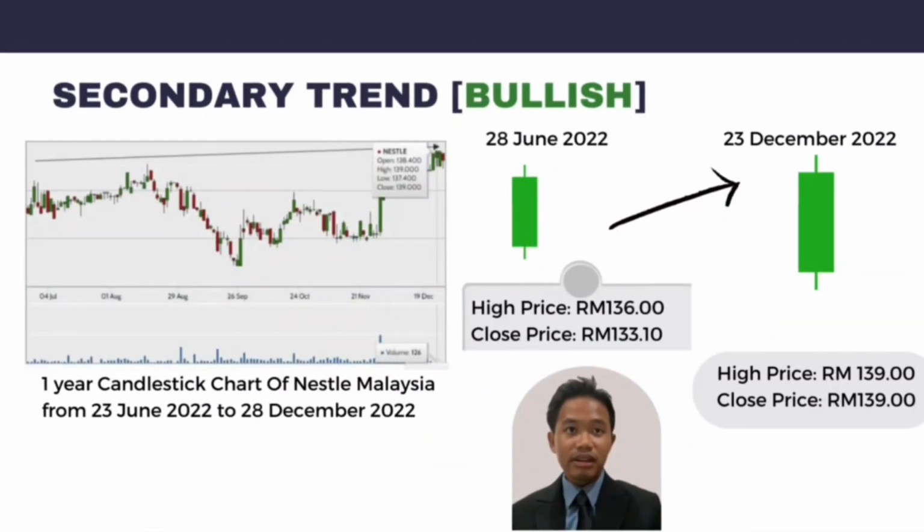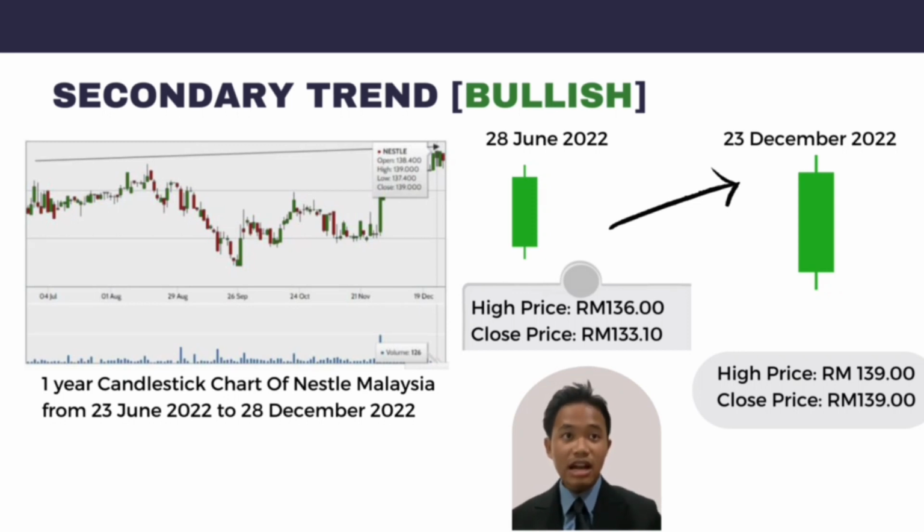Based on the diagram, the graph displays a secondary trend from 23 June 2022 to 28 December 2022, which corresponds to the second quarter of 2022 until the fourth quarter, which equals 188 days of the trend. As we can see from the candlestick chart, it indicates a bullish trend with the line rising. The bullish trend started from the date of 28 June 2022 to 23 December 2022, which is equal to 6 months, when the price increased at the end of the day.